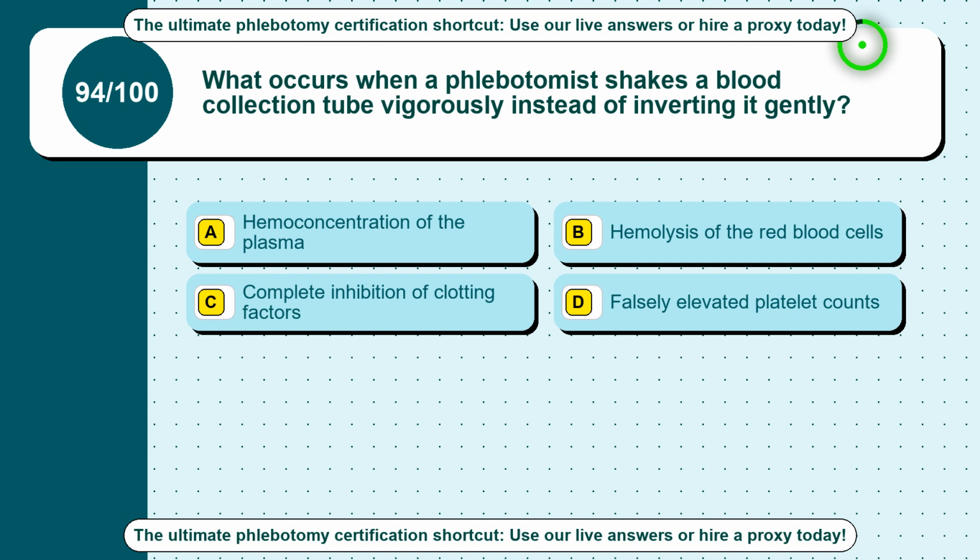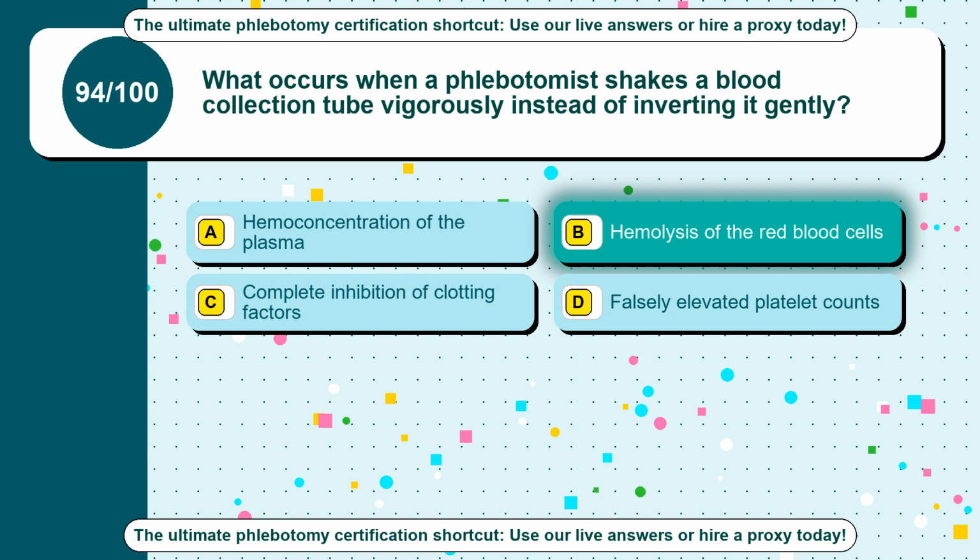Question 94. What occurs when a phlebotomist shakes a blood collection tube vigorously instead of inverting it gently? Option A, hemoconcentration of the plasma. Option B, hemolysis of the red blood cells. Option C, complete inhibition of clotting factors. Option D, falsely elevated platelet counts. The correct answer is option B, hemolysis of the red blood cells.